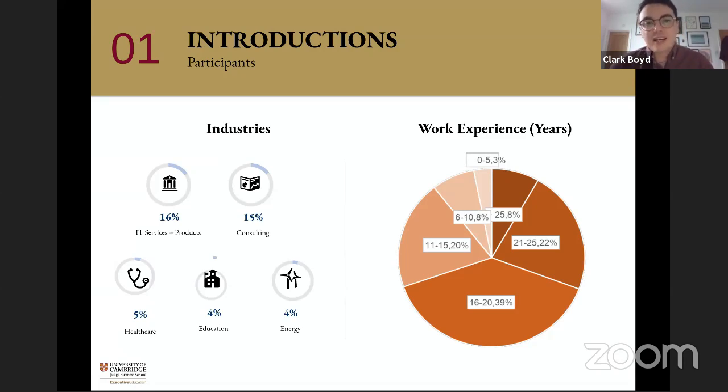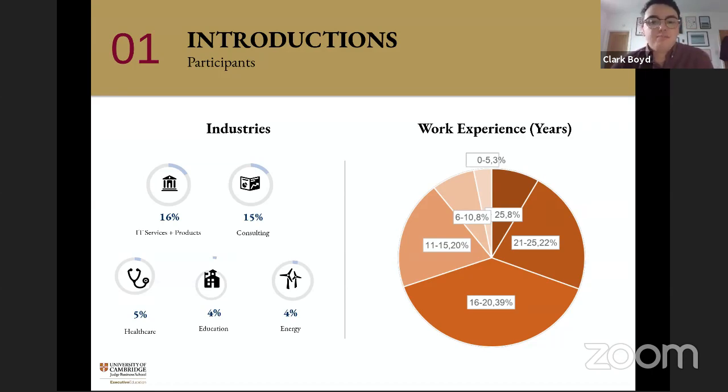So we'll share that information with you. You'll get to see where people are coming from. But as a top level introduction, IT, consulting, healthcare, education, and energy are the most popular areas people are coming from. In terms of work experience, it's another dimension to all of this as well.